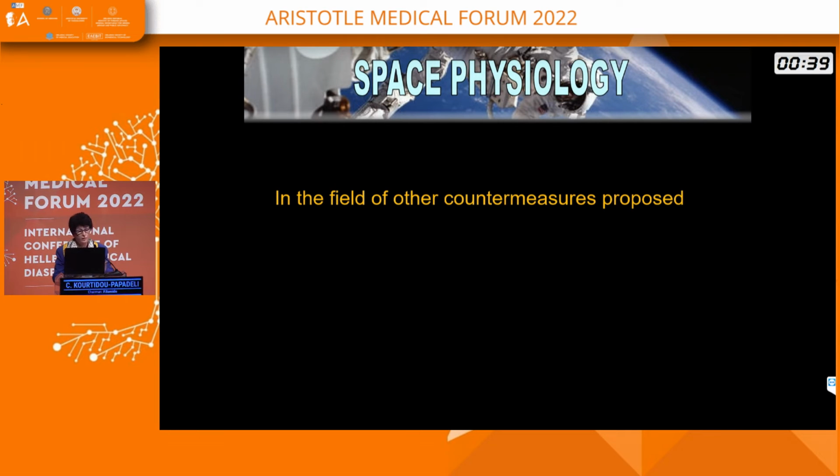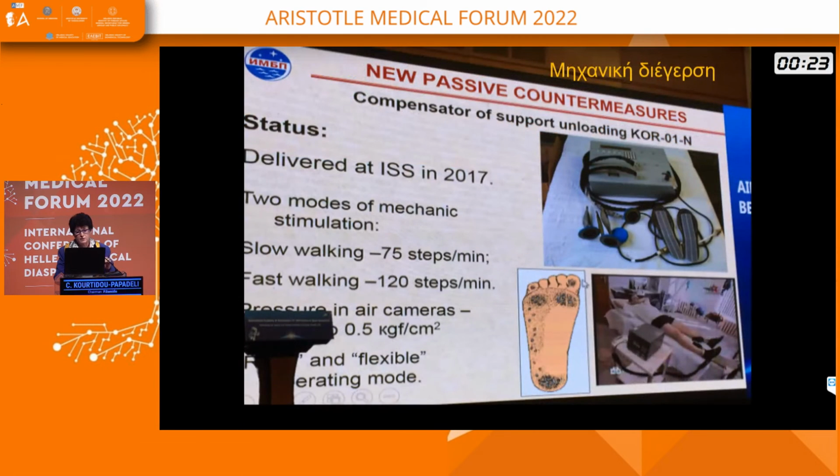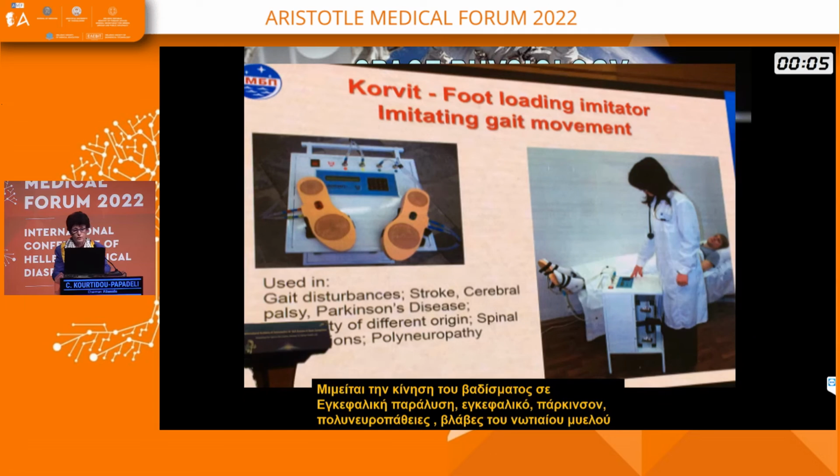So in the field of other countermeasures, I will just mention very briefly, because it's a Russian proposal. We have the Suit Stimuli, which is an electrical stimulator. We have the compensator of support unloading. It's 2 modes of mechanic stimulation on the feet. It's like you are walking. And depending on which stimulation you do, you might have from 75 steps a minute to 120 steps a minute. Then the Corvit, foot loading, imitating gait movement.